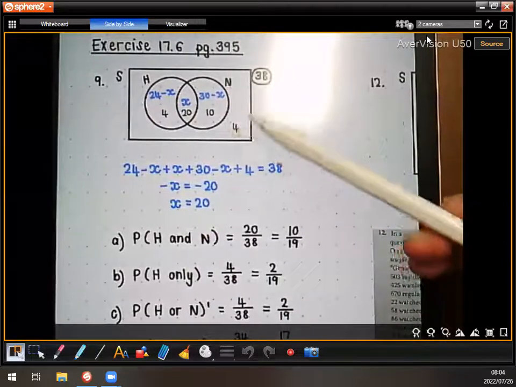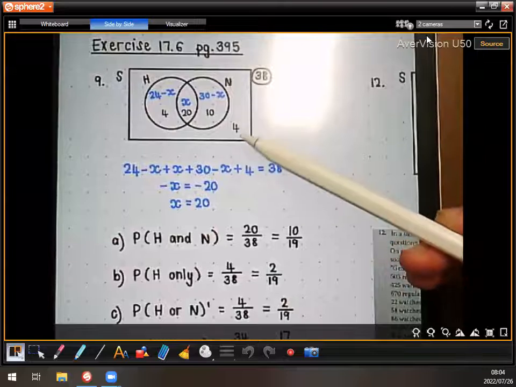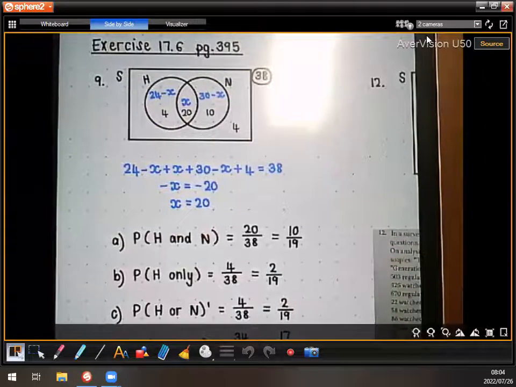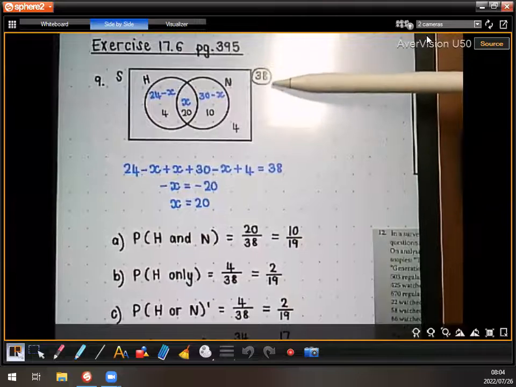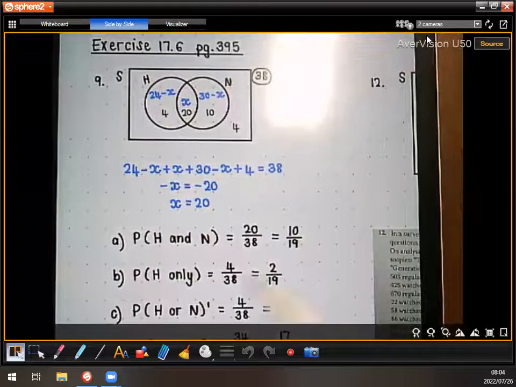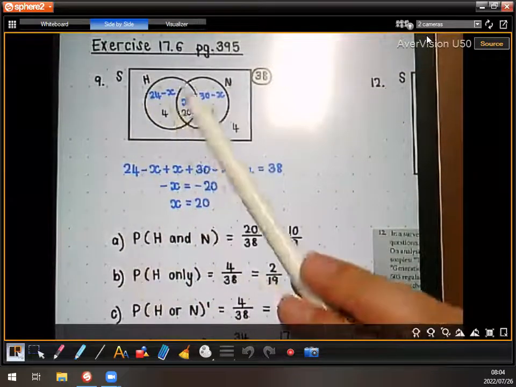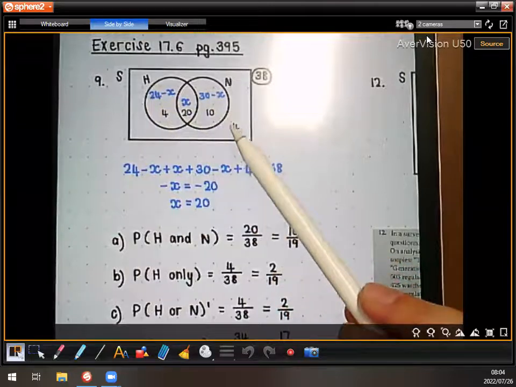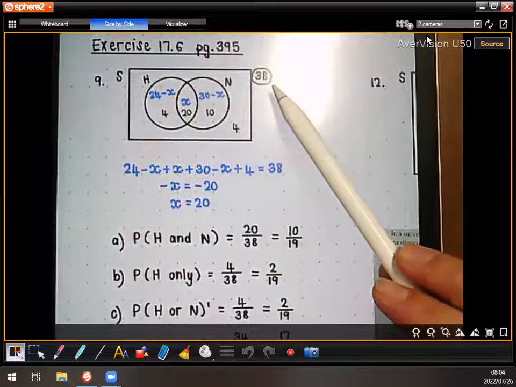They did tell you that 4 girls don't play either of those 2 sports, so you could put the 4 on the outside already. And then guys, to solve for X, they told you that 58 girls were questioned. Right, so that is the total. So you can just set up a little equation by adding all of these numbers together and the 4, and that will give you the total.